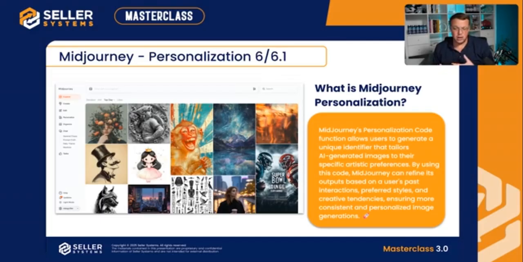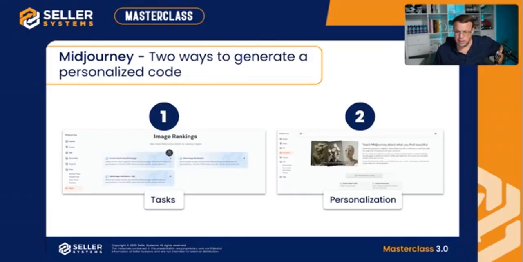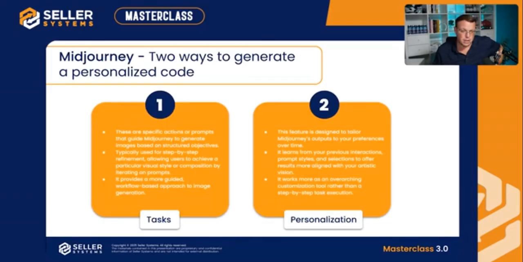So by using this code, you can refine the outputs. So if you want ultra realistic, it's going to give you a bunch of images that you can choose from, and you're going to lean towards ultra realistic, right? You're going to lean towards a product image, an image like this versus one like this, right? So you do image rankings, right? And there are specific actions or prompts. So this is number one. You can do tasks, or you can do the personalization.